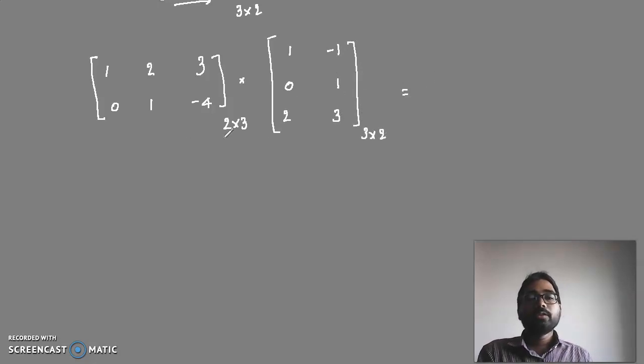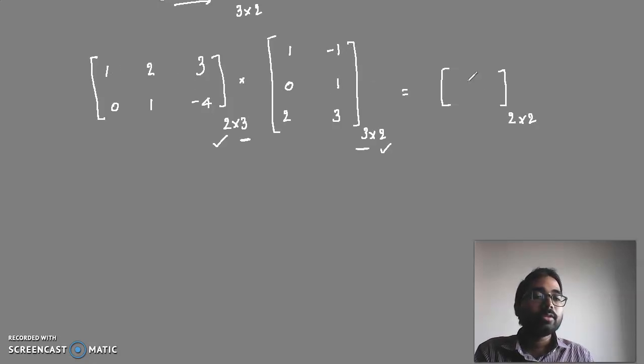Now, can we multiply these two? Yes, because the number of columns in the first matrix, the pre-factor, is equal to the number of rows in the post-factor. So we can multiply them. The resultant matrix is going to be of order 2 by 2, the number of rows in the pre-factor and the number of columns in the post-factor. There are 4 positions: first row first column, first row second column, second row first column, second row second column.